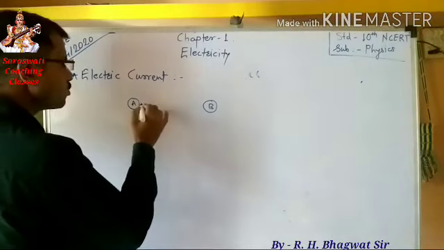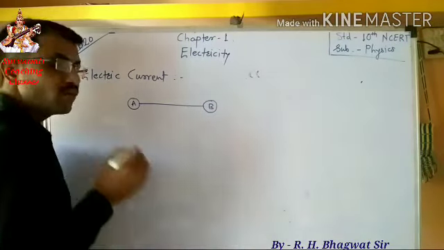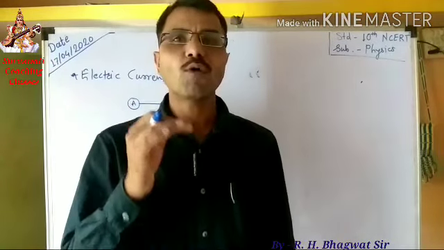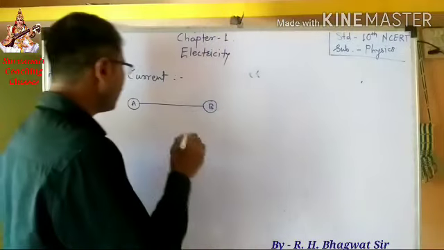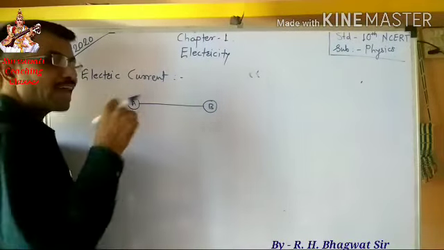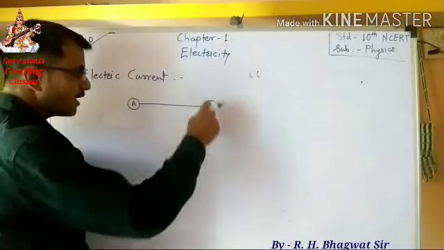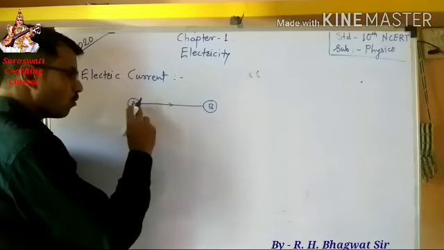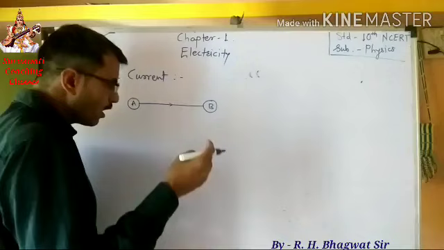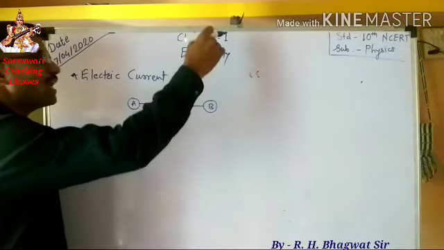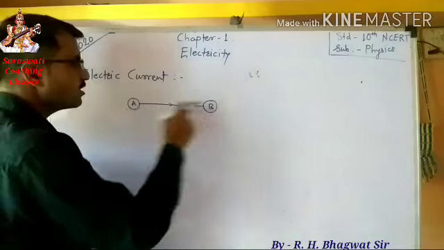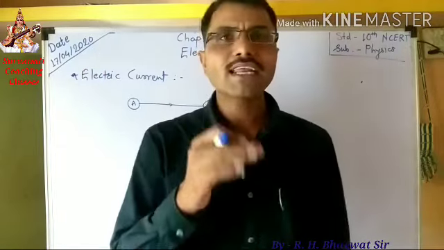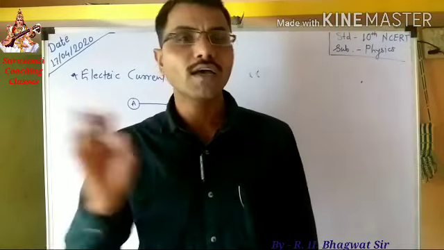Now when we connect these two bodies by a conducting wire, the charges flow from the body at higher potential to the body at lower potential. If body A is at higher potential than body B, then when we connect these two bodies with a conducting wire, the charges flow from body A to body B. Similarly, if body B is at higher potential than body A, the charges flow from body B to body A. Therefore, due to the electrical potential, the charges flow through the conductor.